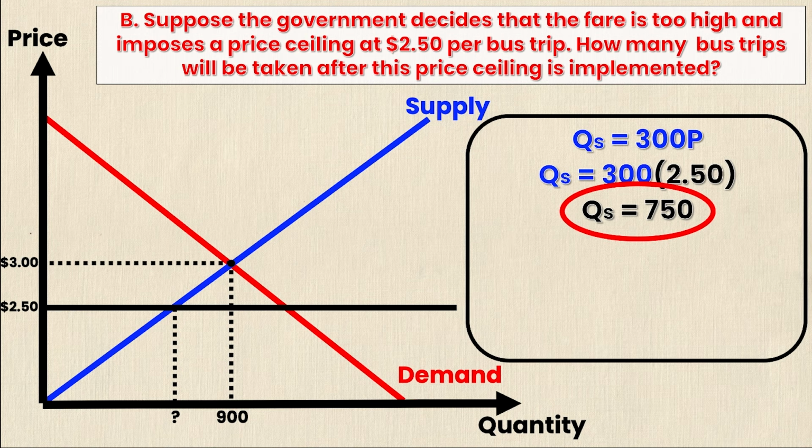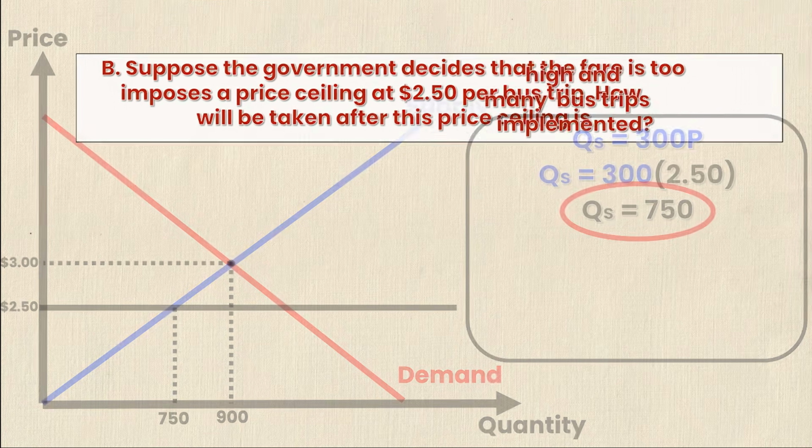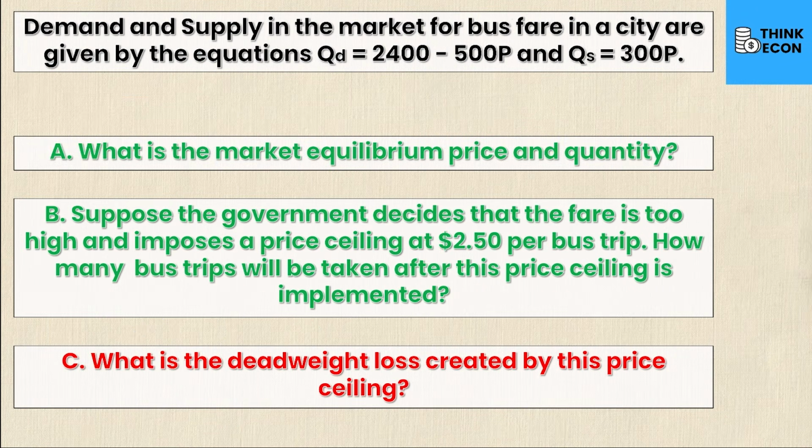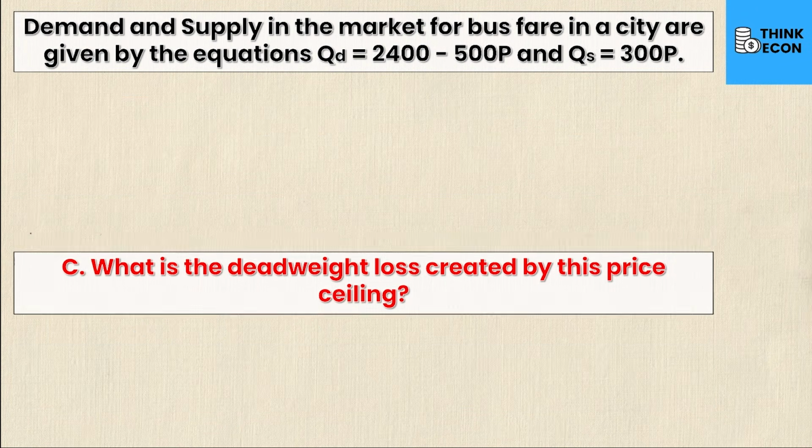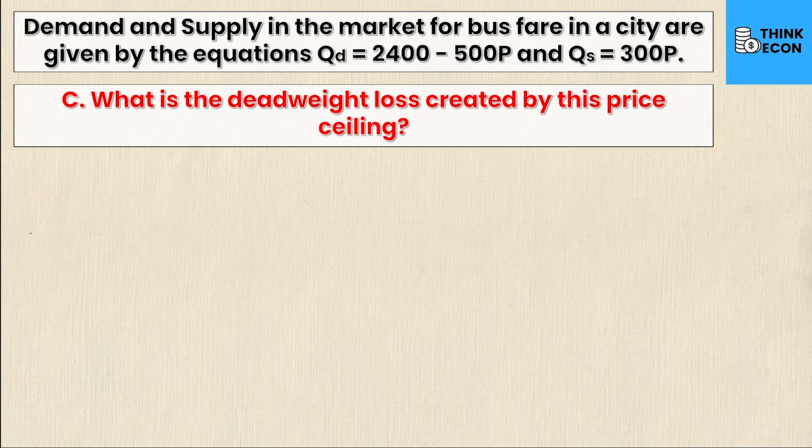That's how much will be consumed in the market when the price is $2.50. And so I can substitute that in right here on the bottom as 750. And that's part B finished. So now all I have left is to calculate the deadweight loss. And so part C is simply asking me to do that once there is a price ceiling in place.